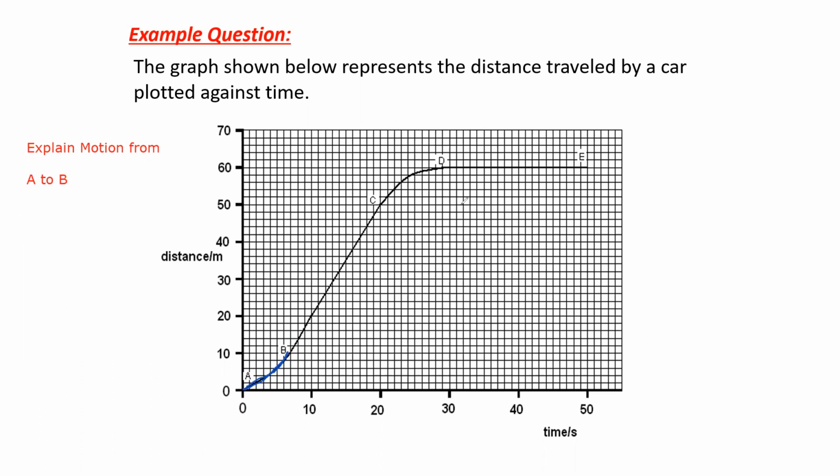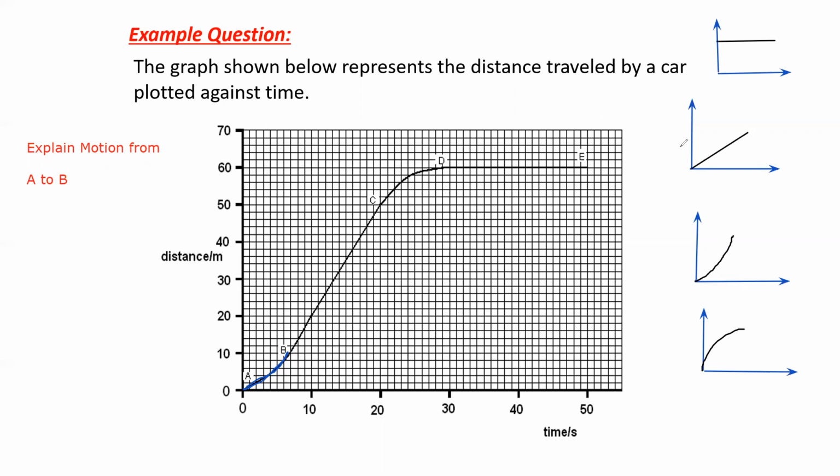Because as we discussed, there are four possibilities for a distance-time graph. It might be a horizontal line, it might be a straight line, it might be a line with increasing angle, or it might be a line with decreasing angle. Just for your assistance, I will sketch a simple graph. It can be a straight line through the origin, it can be an increasing angle, it can be a decreasing angle. And what are the explanations?